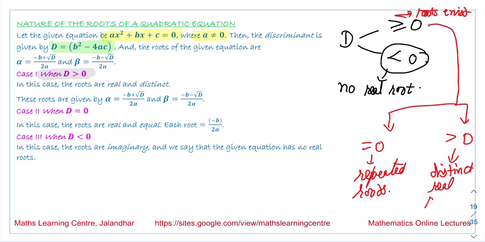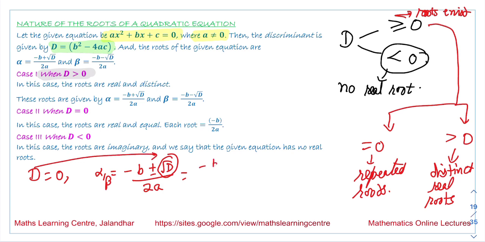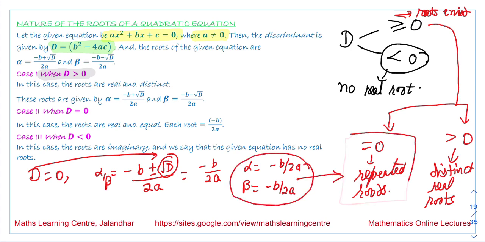real roots. What this means is, when the value of d is equal to 0, then the values of alpha and beta are minus b plus or minus square root d by 2a. When d is equal to 0, this term will be 0, and the value we have is minus b over 2a. It means alpha is equal to minus b over 2a and beta is equal to minus b over 2a. That is, both the roots are the same, and this is the case for repeated roots.